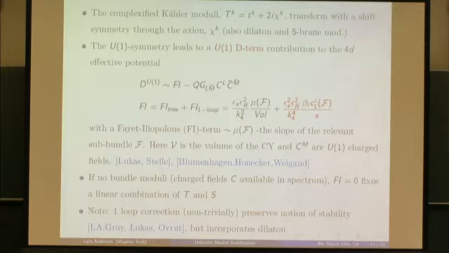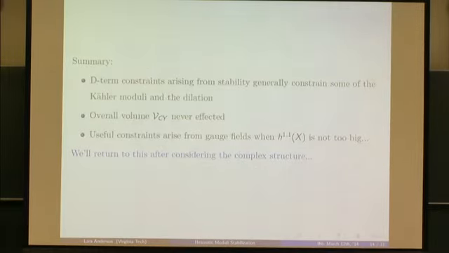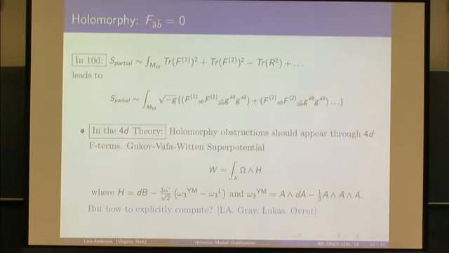So the punchline: D-term constraints arising from stability generally constrain some of the Kähler moduli and the dilaton. The overall volume will never be affected. This always drops out of the D-term constraint. And this will give you useful constraints from the gauge fields when h11 is not too big. Obviously your bundle has to fit inside E8, so it is maximally something like rank 8. If you have 100 Kähler moduli, this is not going to stabilize all of them, but it gives some nice constraints that we're going to worry about. So let's look at the complex structure, and then we'll take it from there.